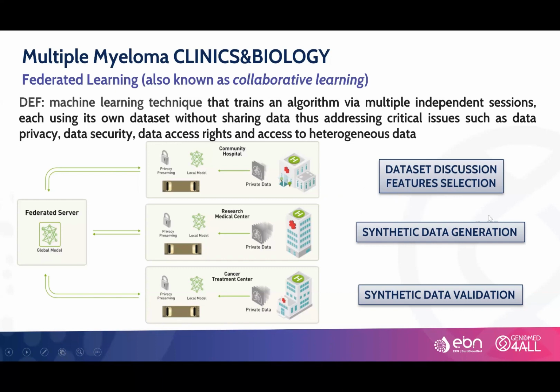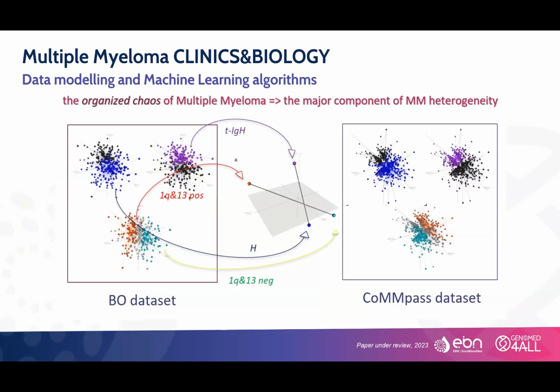Thanks to the selection of the feature, some synthetic data have been generated and next validated. So in this first phase, we have used a first cohort of patients, and now we are discussing this preliminary data, and we should proceed with a larger cohort of patients in order to validate the preliminary data. In the second task of the project, our aim is to model data and train a machine learning algorithm in order to resume the very complex genomic heterogeneity that I described before.